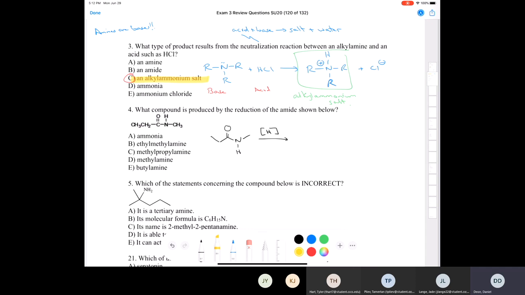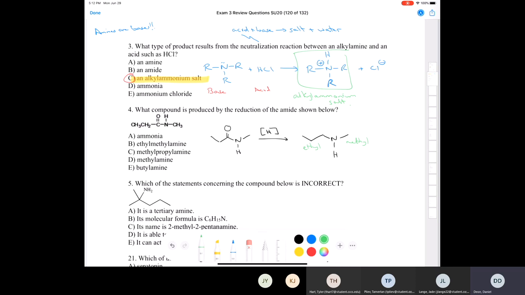All right, let's take a look at what it would be. So basically what we'd end up doing is we would remove the carbonyl. So let's remove the oxygen from the carbonyl, and then we would have our nitrogen and our hydrogen like this. So this is the amine that we would get. On the left-hand side, the way I have it written, we have an ethyl, and on this side we have a methyl.